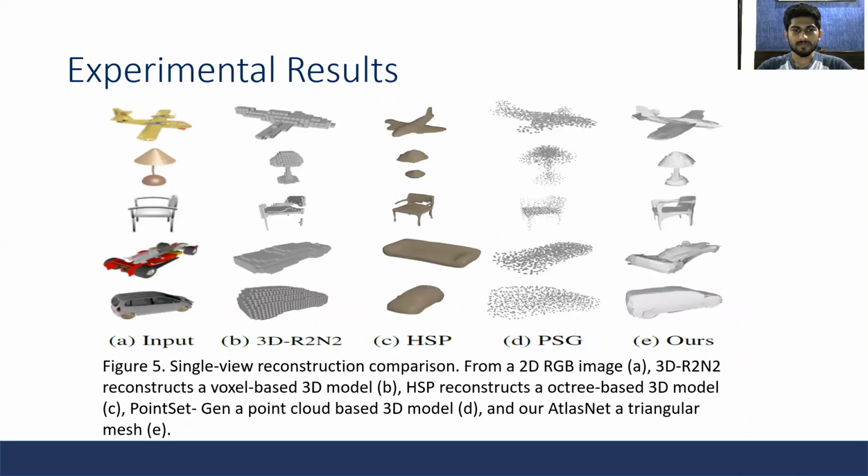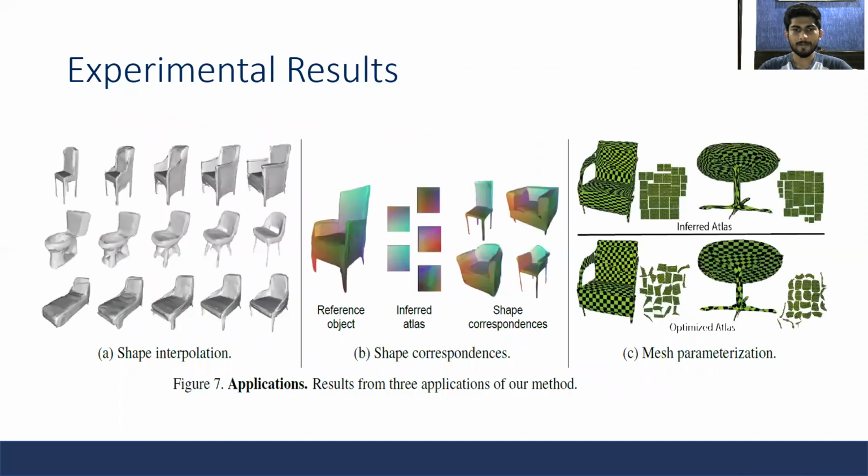These are the results from single view reconstruction. As you can see, compared to the different approaches, the ones formed with the help of AtlasNet are of better quality. The 3D R2N2 produces a really coarse, untextured output, whereas the other ones, for example the point set gen method, just produce point clouds, which don't really help with surface generation. And the hierarchical surface prediction also generates meshes, but they are not that accurate.